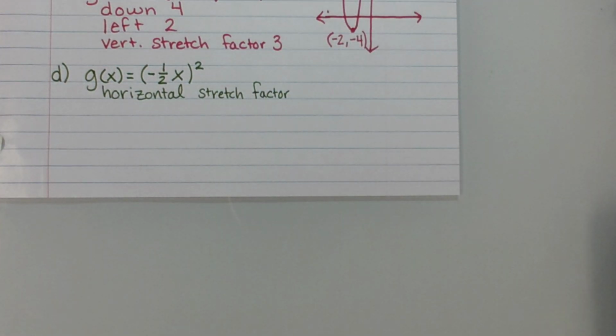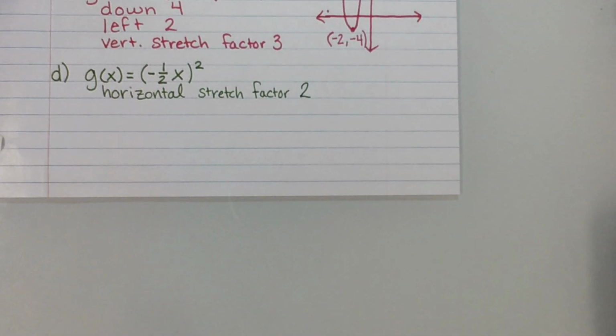Remember, for horizontal, the value you put in the equation and the factor are slightly different. How do they differ? They're reciprocals of one another. The number I put in was a 1/2. The reciprocal of 1/2 is 2.